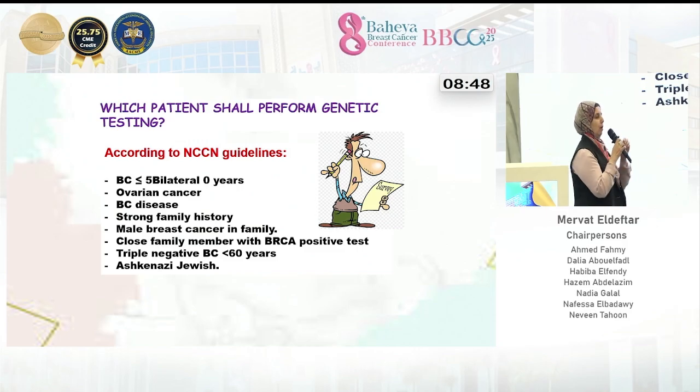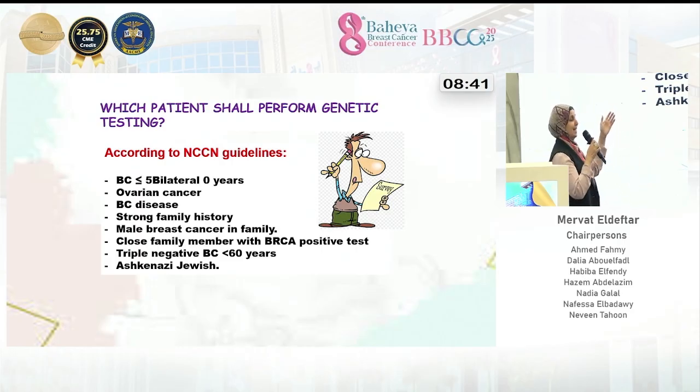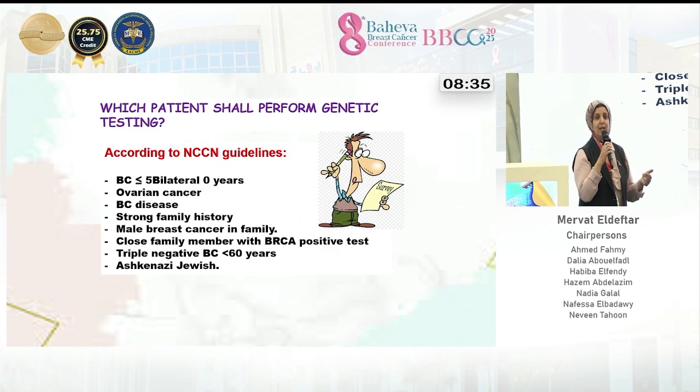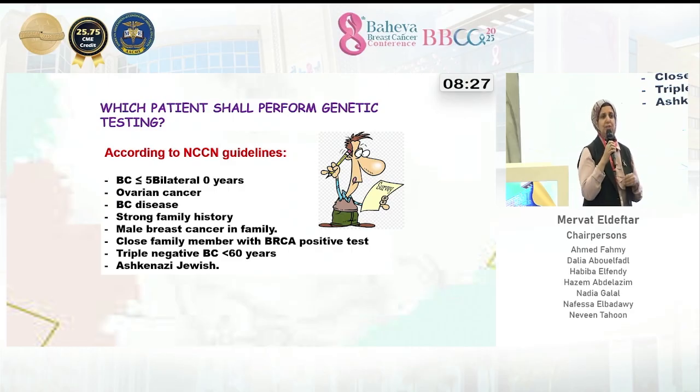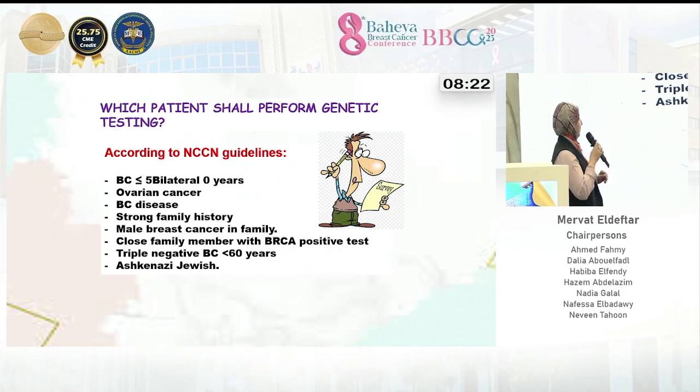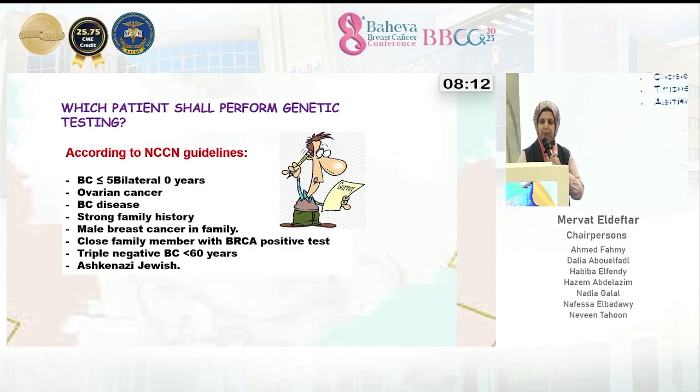If we have a patient with breast cancer, would you do a BRCA mutation test for the patient? Yes, if the patient is less than 50 years, has bilateral disease, has ovarian disease, has a strong family history, if there is a male breast cancer in the family, if one of the family members is positive for a BRCA mutation, and triple negative breast cancer before the age of 60, and lastly, of course, they are testing the Jewish Ashkenazi population.